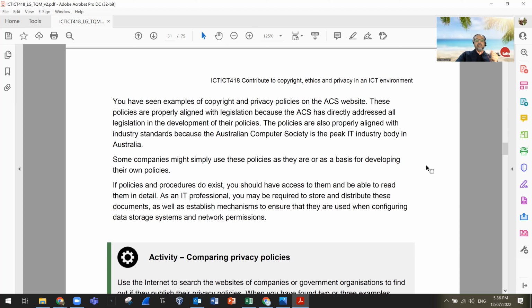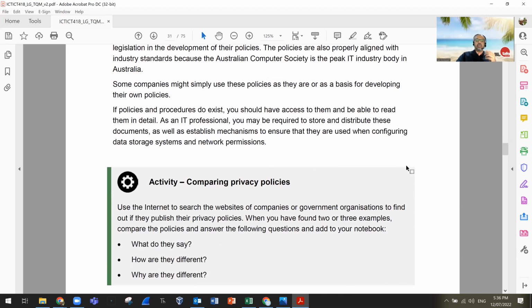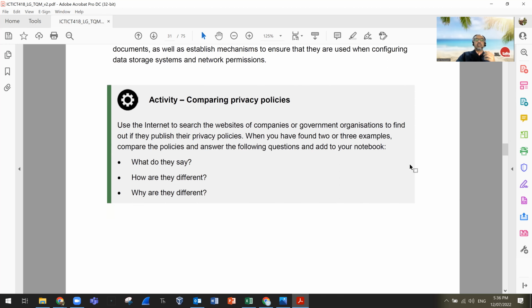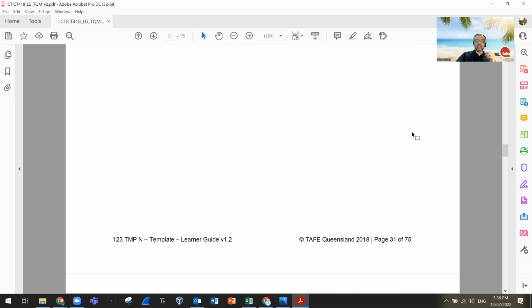In the IT industry, we have the Australian Computer Society, and they are the peak industry body in Australia, and they are helping with these policies. So for your activity, you will compare some privacy policies.